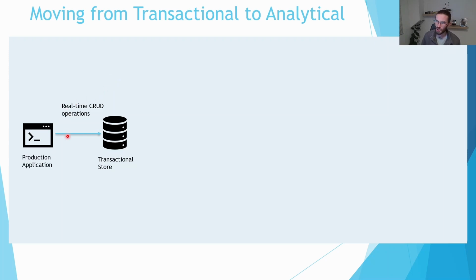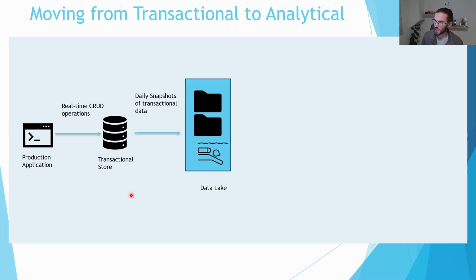And we'd start off with our production applications. So maybe it's our website for our online retail store. And this would do real-time CRUD operations, CRUD standing for create, read, update, and delete operations in real time. And we'd have our transactional or OLTP database keeping track of those operations. But we would have a data lake over here.